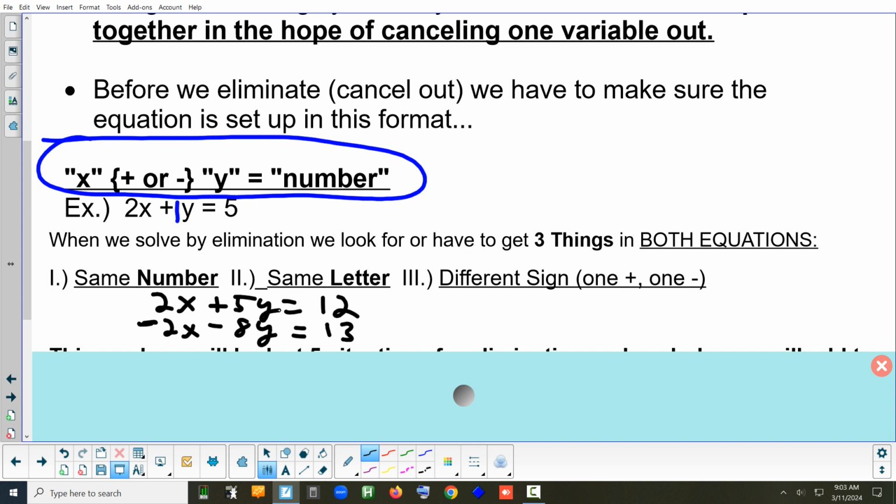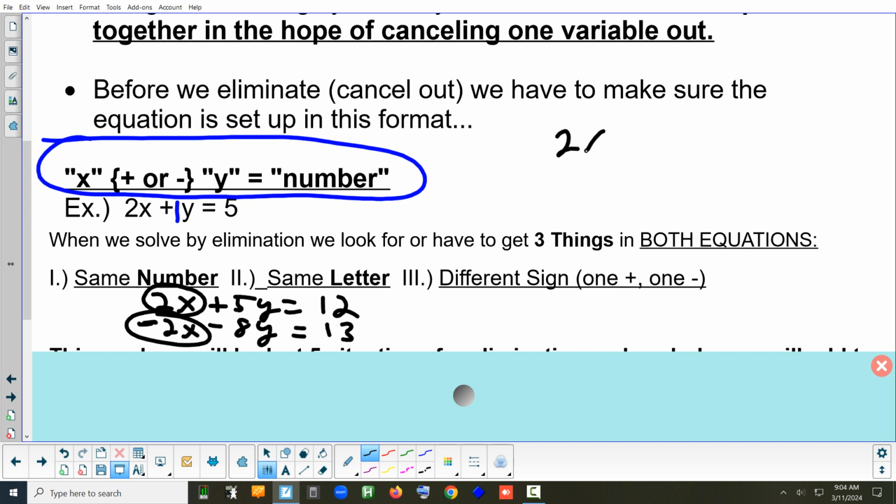The x's. Yeah, the x's. The top one is what? Positive 2x in the top one, negative 2x in the bottom one. So they each have the same number, they have the same letter, but one of them's a positive, one of them's a negative. That's exactly what you need to have happen when you're solving with elimination.